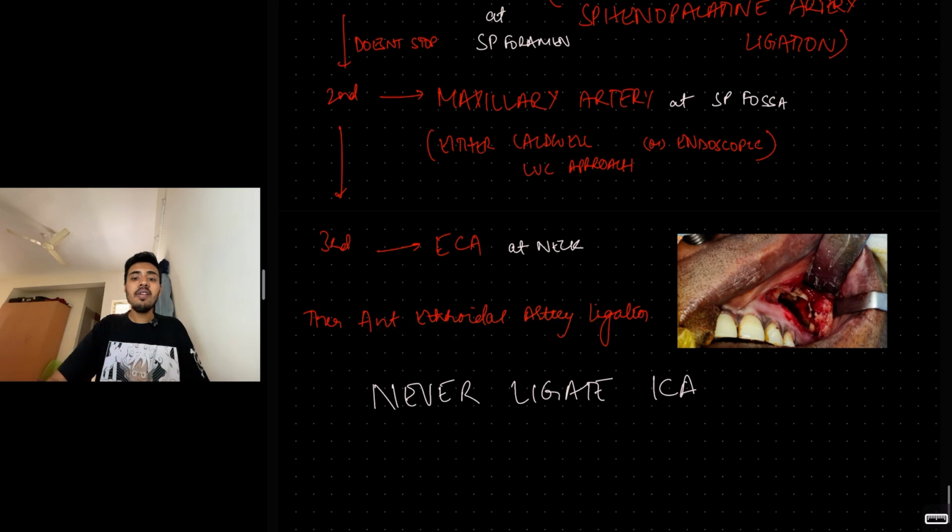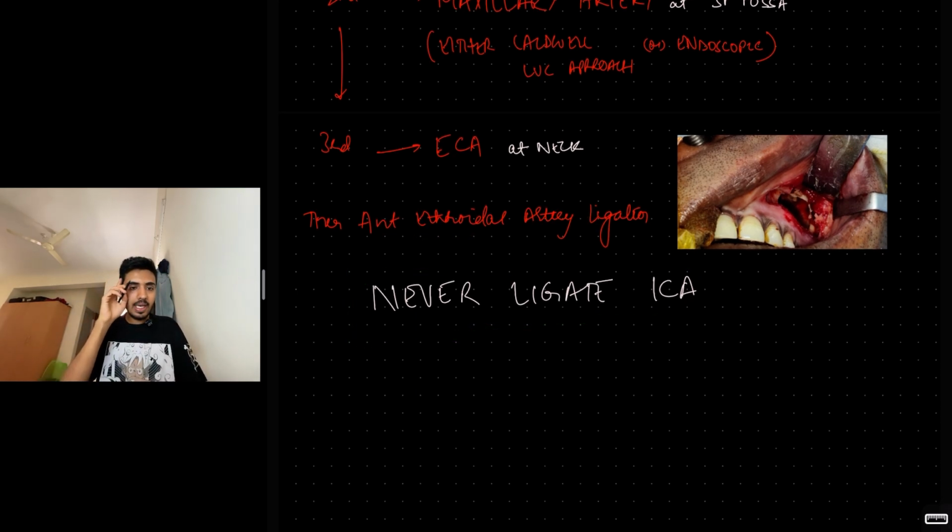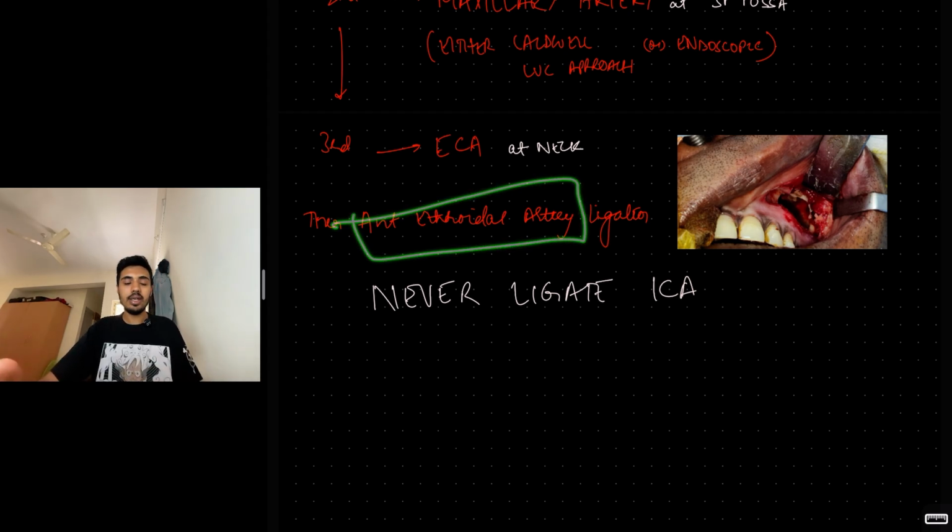But never ever ligate the internal carotid artery. Why? Internal carotid artery supplies the brain. If you ligate that, rest in peace. So never ever ligate the internal carotid artery. You have to ligate only the anterior ethmoidal artery, not the internal carotid artery.